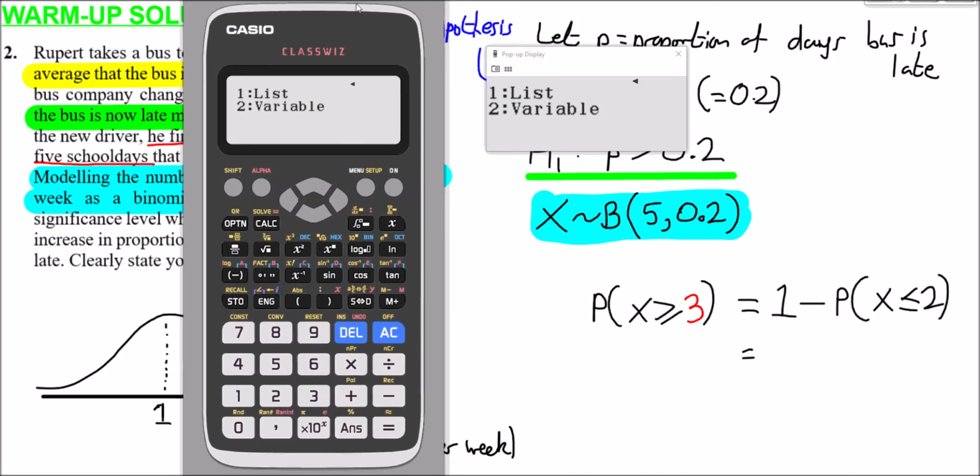Now importantly, when we have a question like this, we have to have it in terms of less than or equal to the value we're testing against. So if this is no good, we need to have it in this form here, where the inequality symbol is facing towards the value we're testing against. So what's the chance of having 2 or fewer late days based off of this idea? There's a 20% chance of lateness.